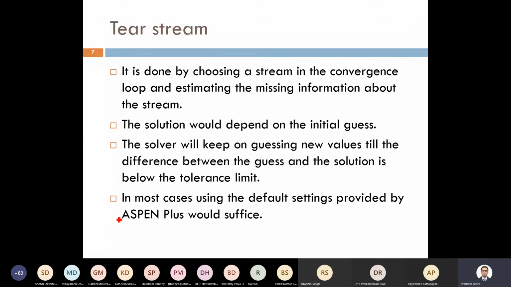And also in most cases, Aspen One or Aspen Plus should be able to choose a tear stream. You don't have to do anything. You just connect the recycles, and you don't need to worry about how you are going to manage the recycles. But in a normal case, this would be very difficult in other softwares. Also, if you're doing this in MATLAB, you have to write a separate code for how to go about the tearing of this system.